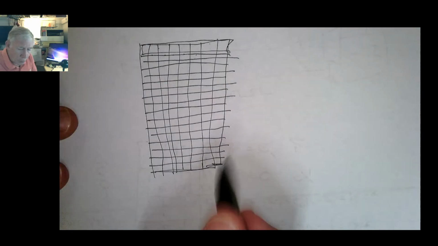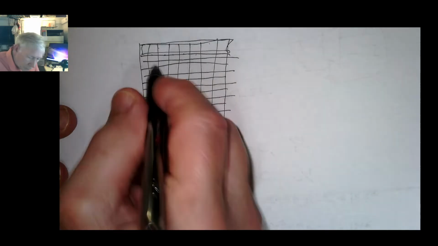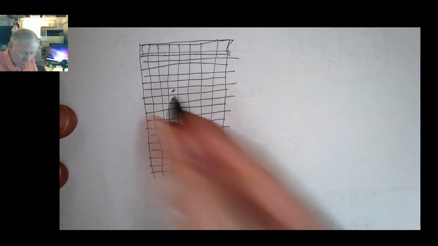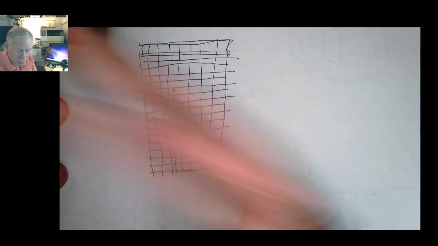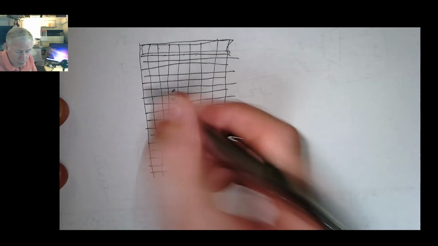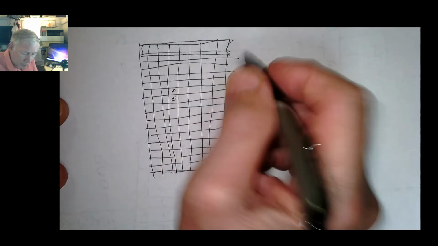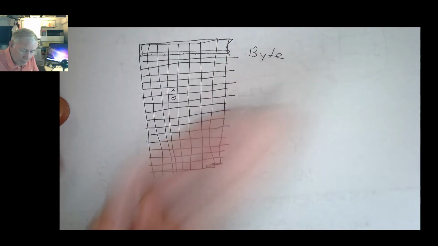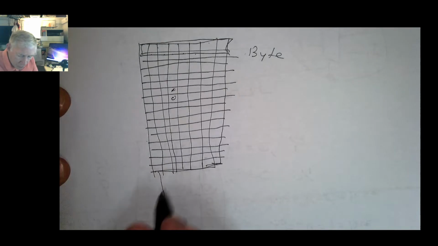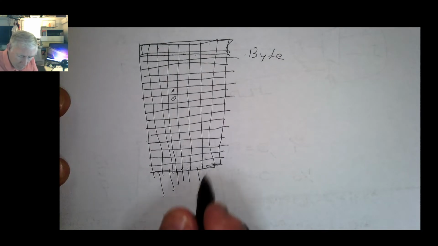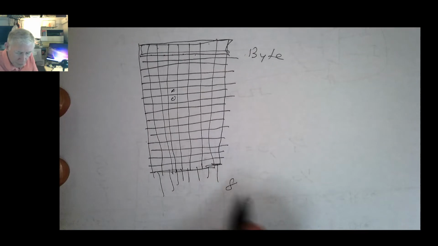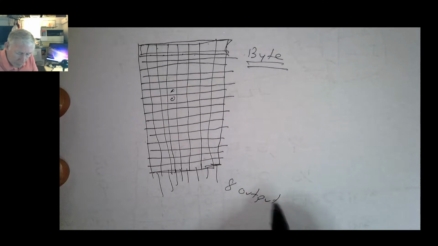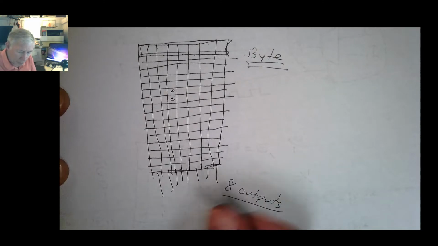All right, so what we can do is we can put, in any one of these locations, a 1 or a 0, whatever we want. And so our binary bits here can encode information. And if we have 8 columns, we can put a byte in each row. Now we also have some outputs. In this case, we have 8 outputs because we have 8 bits per row, and we can output an entire byte in 8 bits.